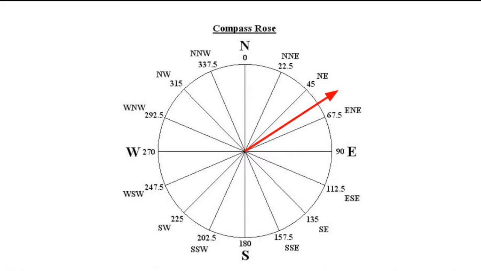Take your attention to the red arrow. It falls between northeast and east-northeast on the 16-point compass. Using the cardinal points to identify the direction would be quite confusing. This is when a geographer would use bearings.